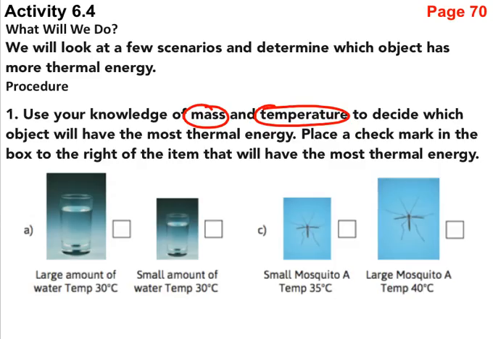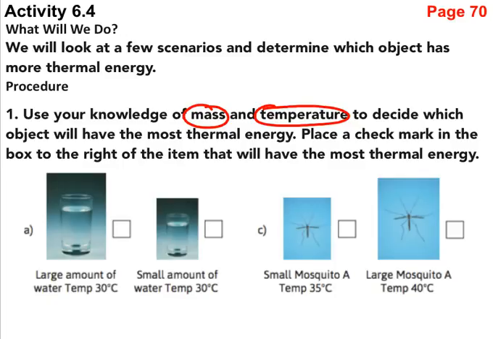So here we go. Use your knowledge of mass and temperature. Decide which object will have the most thermal energy, and place a check mark in the box to the right of the item that will have the most thermal energy. So go ahead, let's do A. There's a large amount of water at 30 degrees Celsius, and a small amount of water at 30 degrees. Go ahead, put a check in the box next to the one that you think has the most thermal energy.